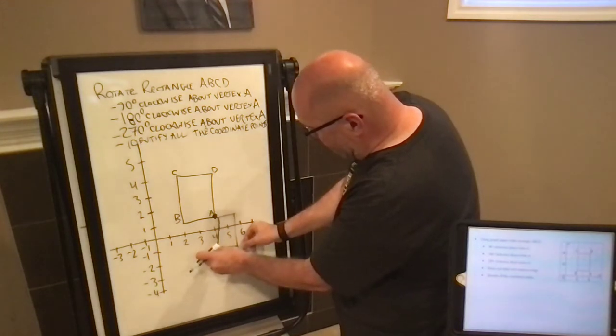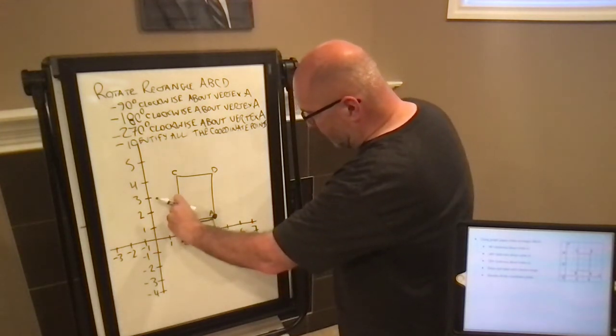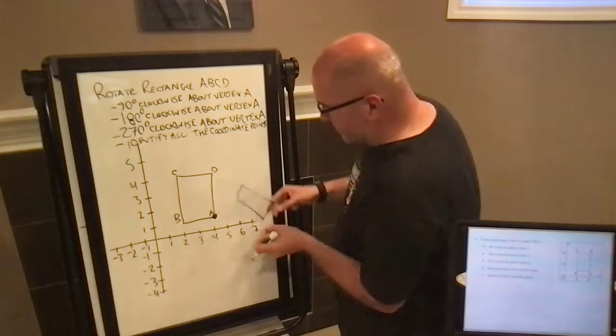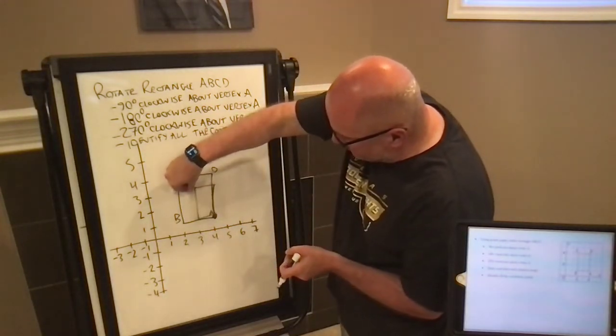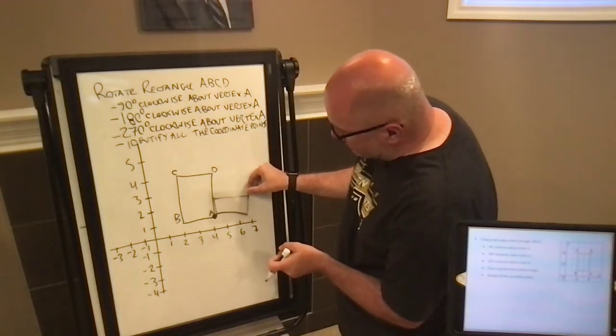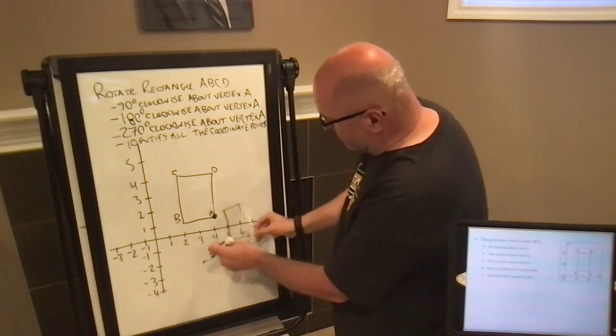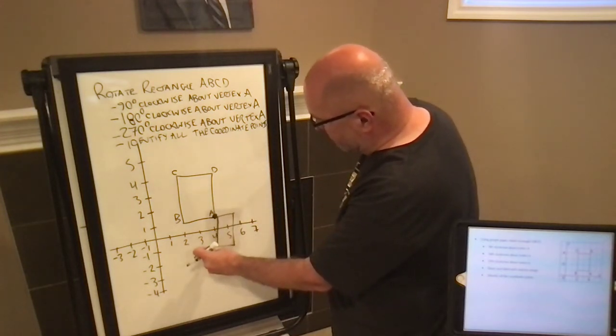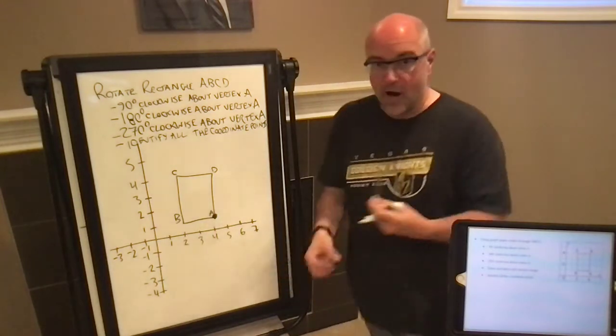So there's my 180, and there's my 270. Again, it's not to scale, but this is just going to allow you to visualize what the rotation is going to look like. Here's a 90-degree rotation off of vertex A. Here's a 180 rotation off of vertex A. And there's my 270 off of vertex A.